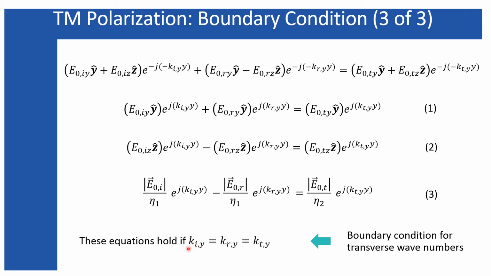The y components of the wave numbers are in the transverse direction. Transverse means they are also tangential to the interface, so the transverse wave component will also be a conserved quantity, and that is the boundary condition for the transverse wave numbers.